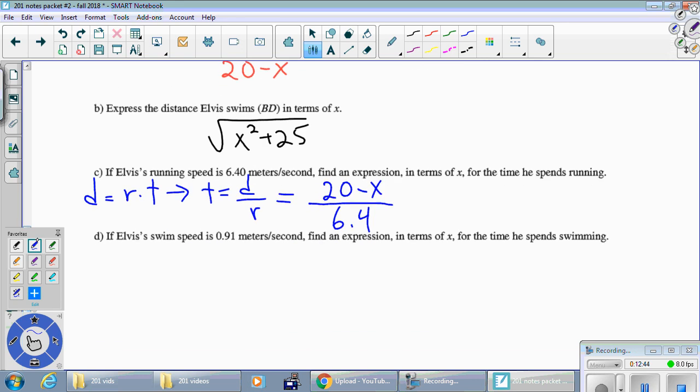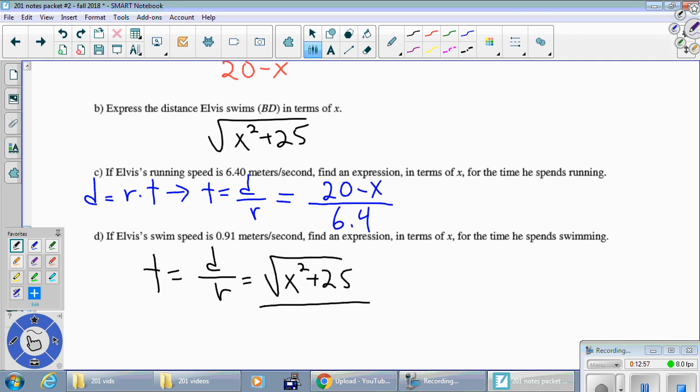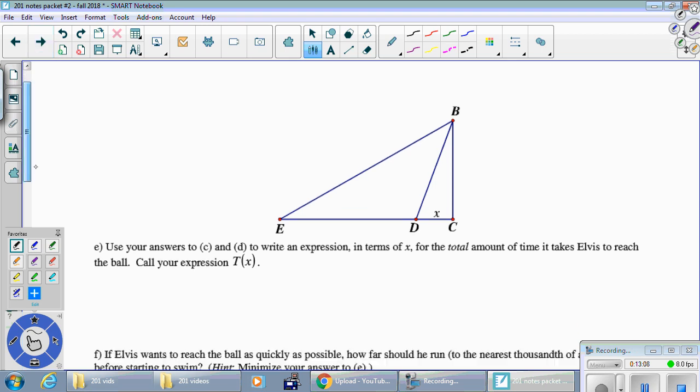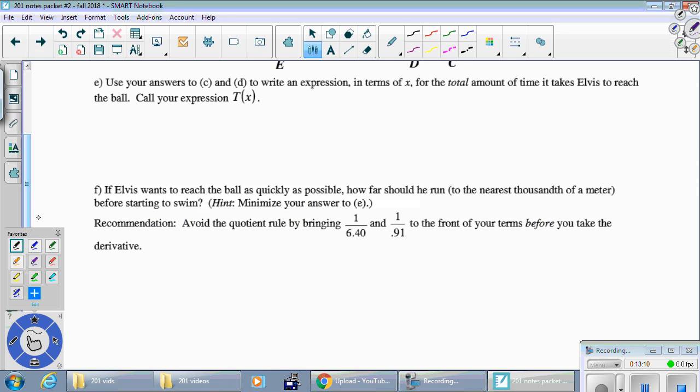Same deal now for D, except this is about time spent swimming. So again, it's a distance divided by a rate. The distance swimming is that square root, x squared plus 25, and then divided by this much slower swimming speed, 0.91 meters per second. And then it says, use your answers to write an expression for the total amount of time. So t of x is just going to be the sum of the 2 previous answers.